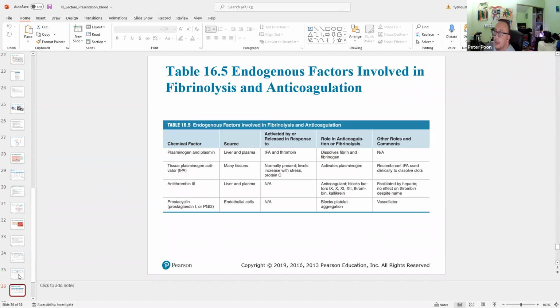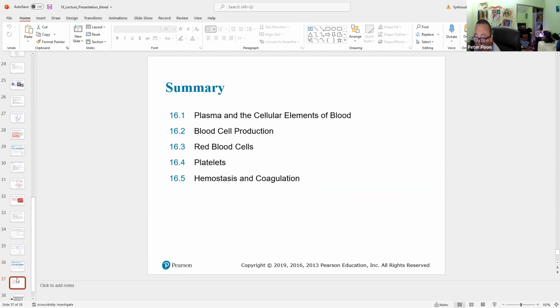So endogenous factors that you should know: prostacyclin. So there is a thing called the prostacyclin thromboxane ratio. One creates clots, one releases clots. So the ratio between the two is basically what controls your clotting. Okay, that's it.